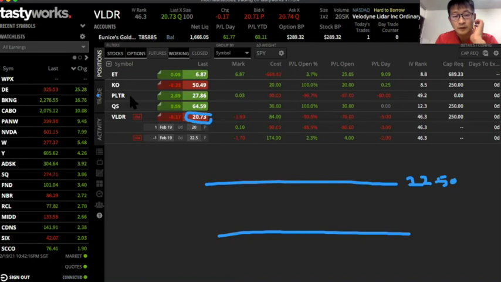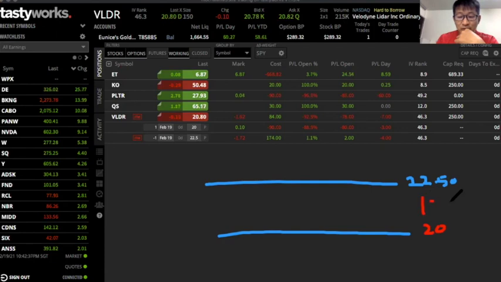So right now we are looking at VLDR. Now we look at VLDR. This is the red one, so this is the 20. The gap in between the strikes is $2.50.